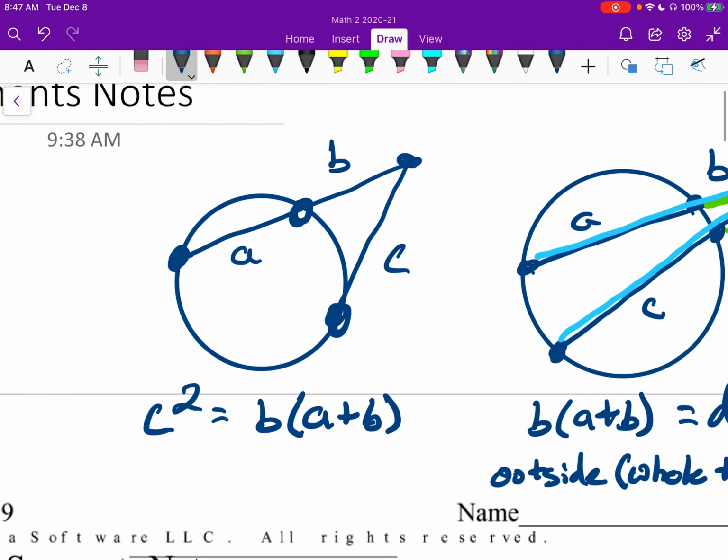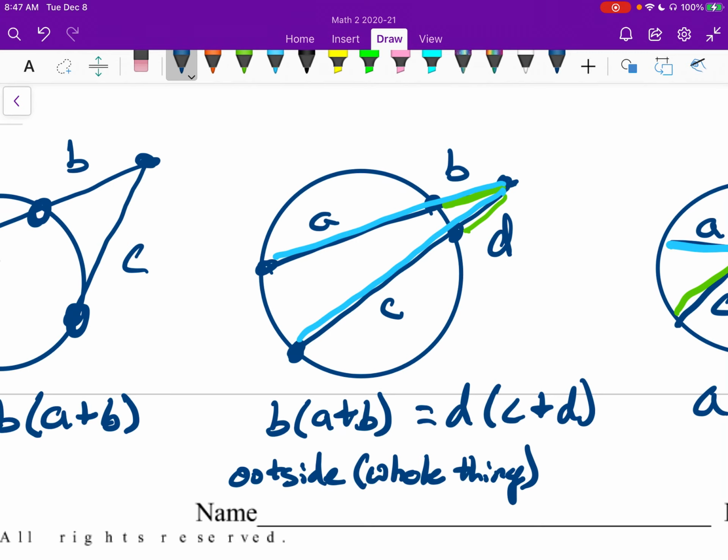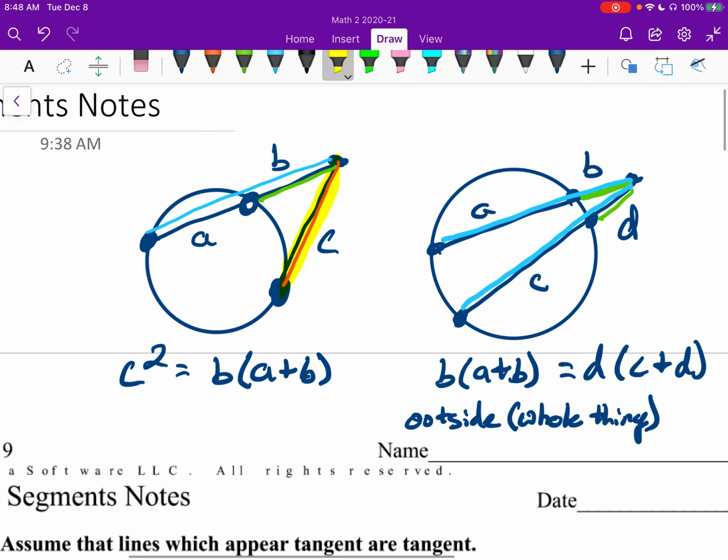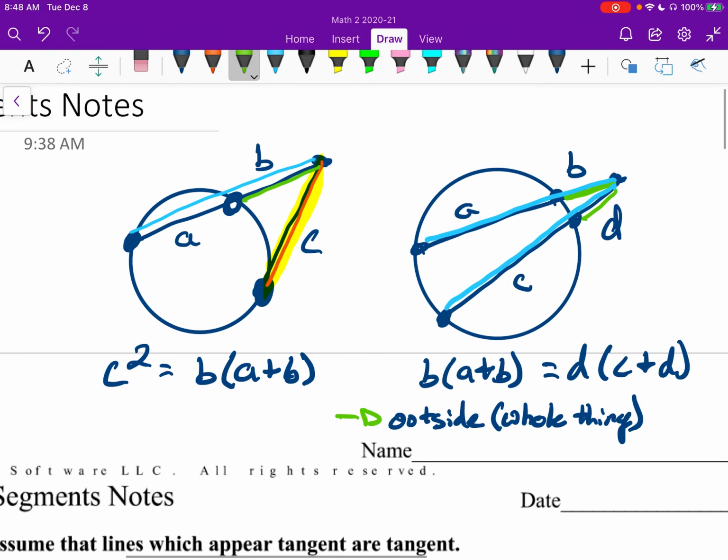All right, and then lastly, the one we just talked about had two secants, which are like chords that are extended. Here we have a secant and a tangent. So c squared, the tangent squared, equals b, the outside, times a plus b, the whole thing. So it still follows that outside times the whole thing. Really, the c is the outside and c is the whole thing. This is the way that I remember it: outside times the whole thing, and that works for both of these formulas.